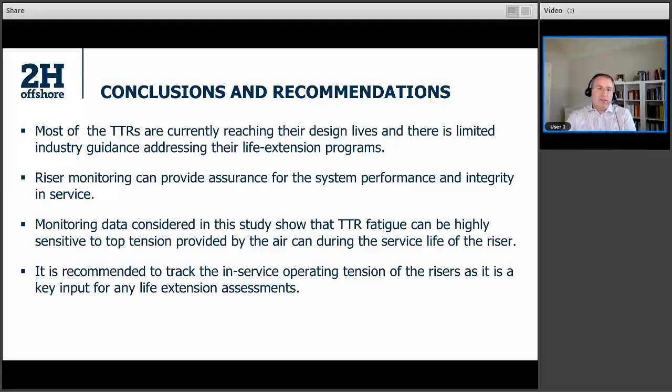That's why it is highly recommended to track the in-service operating tension of the risers, as it is a key input for life extension assessments, if you want to do a life extension assessment in future, and also if you want to evaluate the existing fatigue accumulations in the riser system.